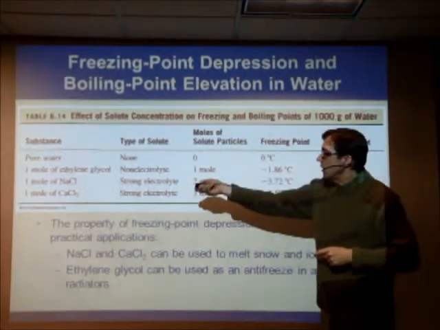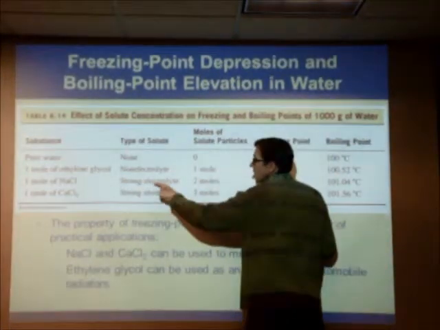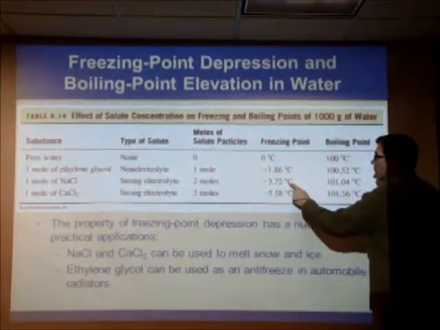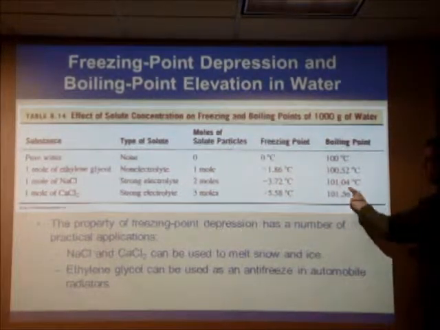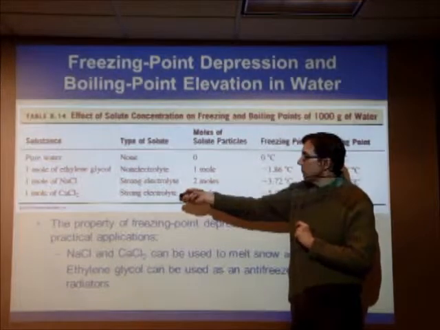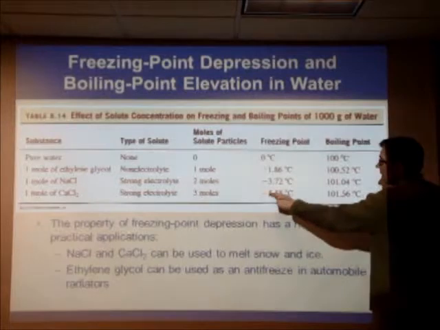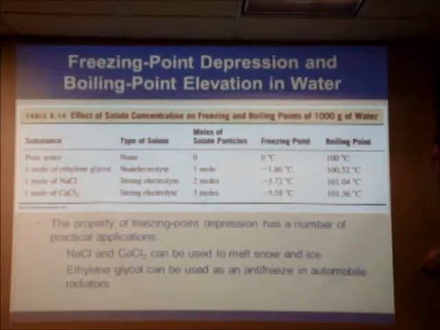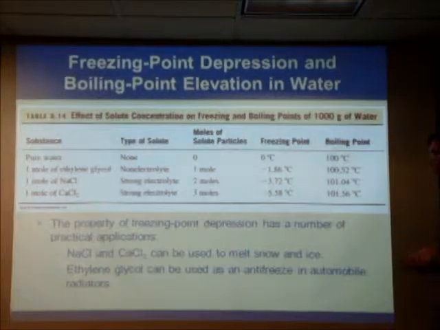If you took 1 mole of sodium chloride and threw that into a solution, because it's a strong electrolyte, it breaks into particles. You get 2 particles, so you have 2 moles of particles. The freezing point would drop to minus 3.25 degrees Celsius, and the boiling point would rise to 101.04. If you took 1 mole of calcium chloride, which breaks into 3 particles, so you have 3 moles, another strong electrolyte, the freezing point would drop to minus 5.58 degrees Celsius, and the boiling point would rise to 101.56. So you can notice that this is not as large of an increase as this is a decrease.